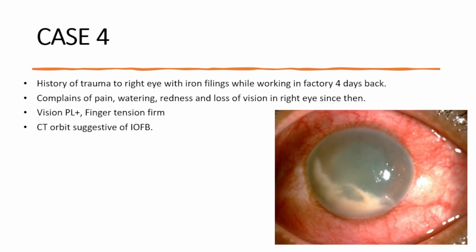So coming to the next case, the patient came with a history of trauma to his right eye with iron filings while working in a factory 4 days back. He had complaints of pain, watering, redness, and loss of vision since then. The patient had a vision of perception of light only, and finger tension was firm. This is the slit lamp photo of the patient's right eye. The patient underwent a CT orbit elsewhere, which was suggestive of an intraocular foreign body.